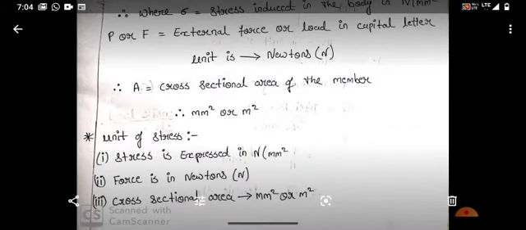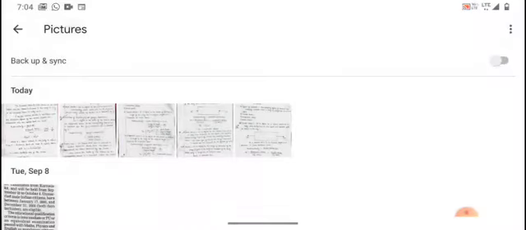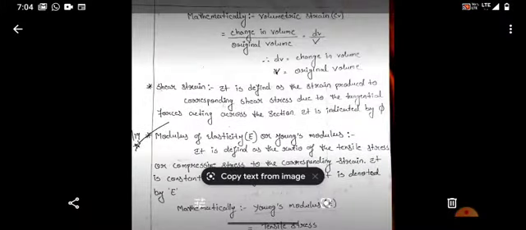What are the units of stress? Stress units are taken in Newton per mm square, force is in Newton, and cross-sectional area is in mm square or meter square. So this is the basic introduction about the stress. Now let's come to the next thing.